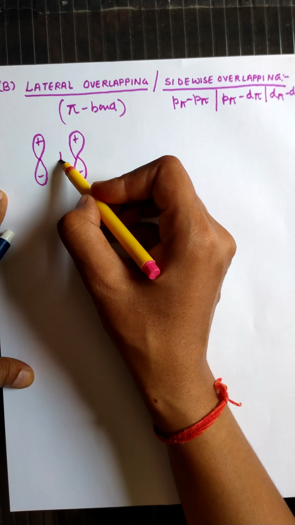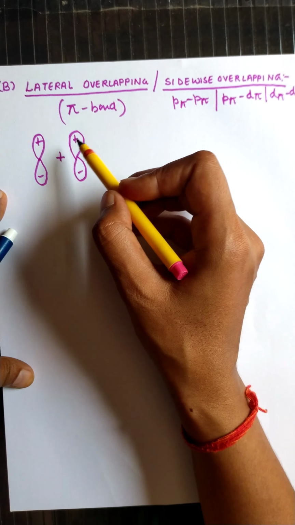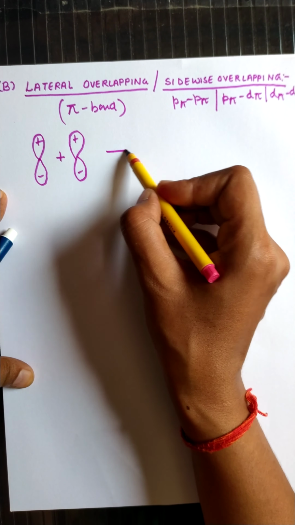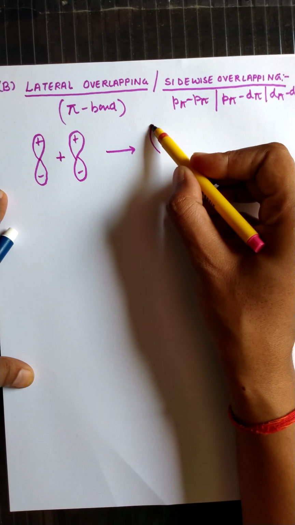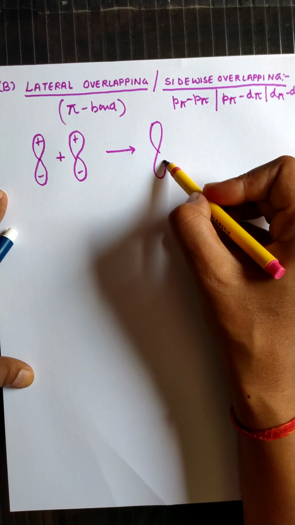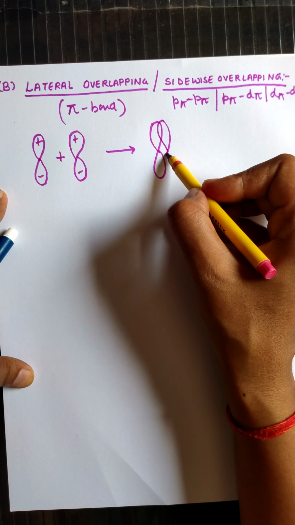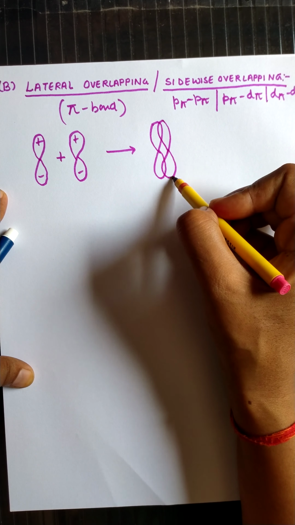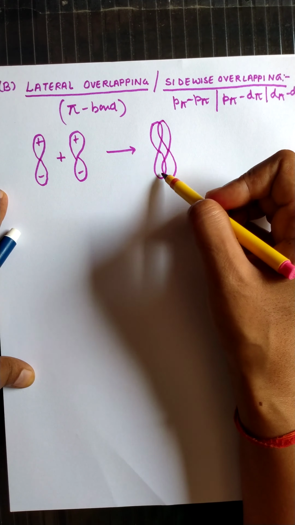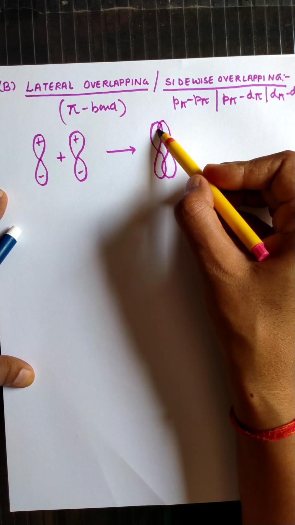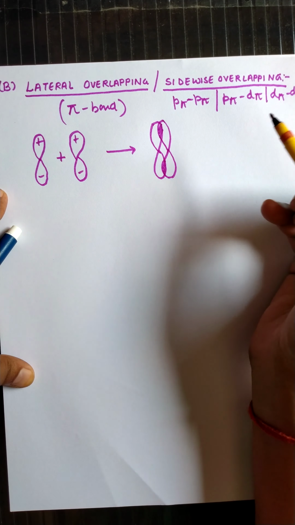So when two p orbitals overlap, how can we represent their overlapping? Here is one of the p orbitals, and it is showing overlapping with the other p orbital, meaning they overlap sidewise, from their lateral sides. So at the region of overlapping, what happens?